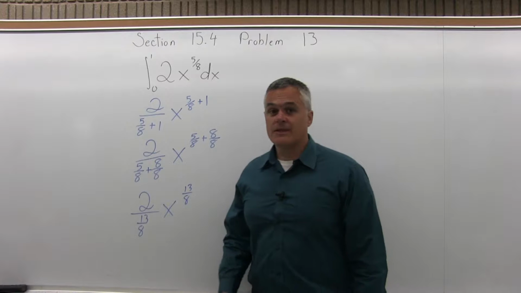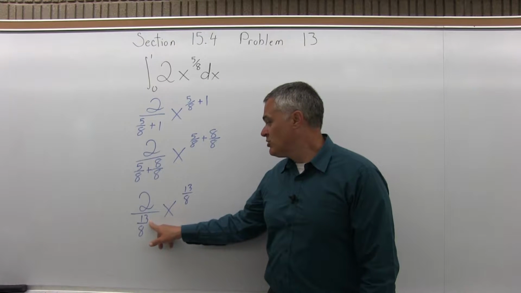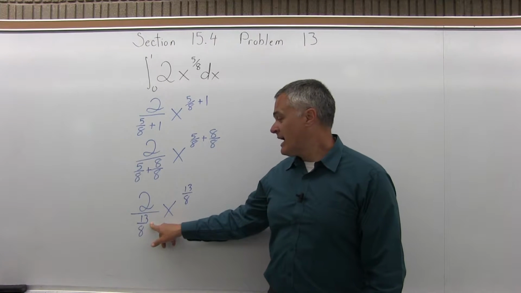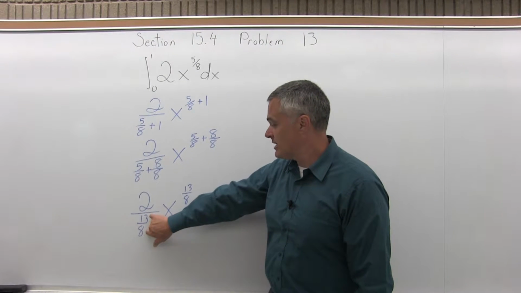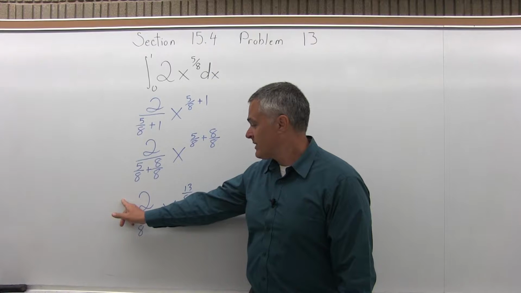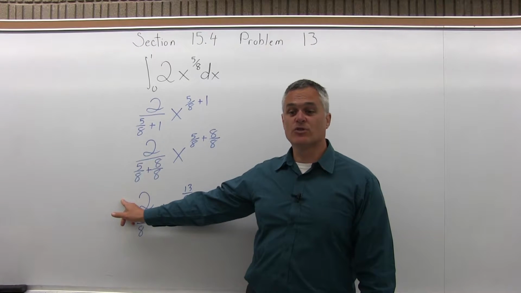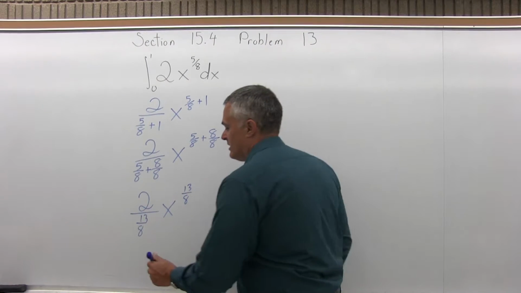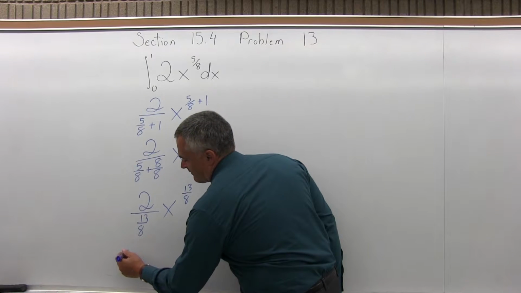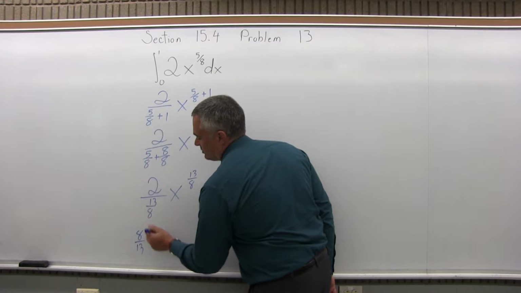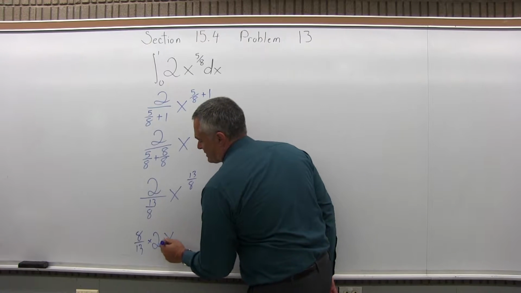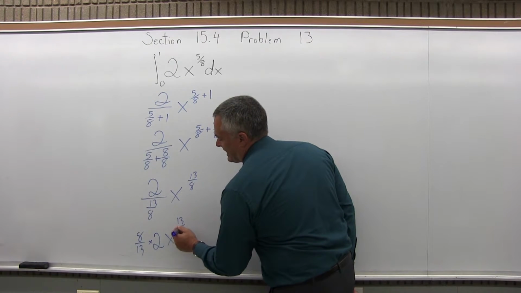So that's better, but I still have that 2 over 13/8. So I have a fraction with a fraction in the denominator. What I'm going to do is flip that 13 over 8, it becomes 8 over 13 times the numerator. So I'm going to have 8 over 13 times the 2 that was on top, x to the 13/8.